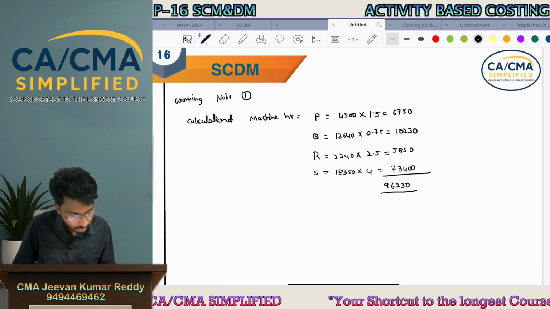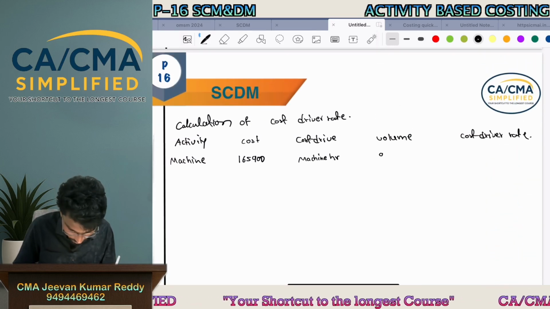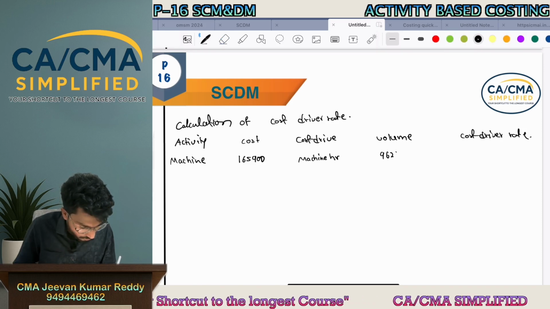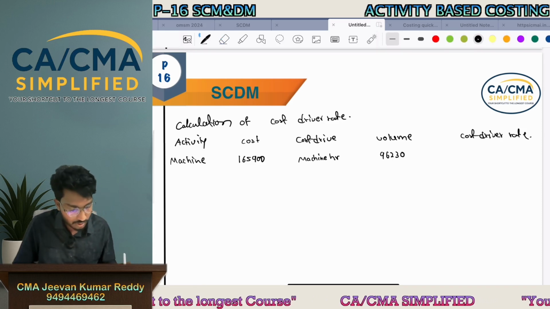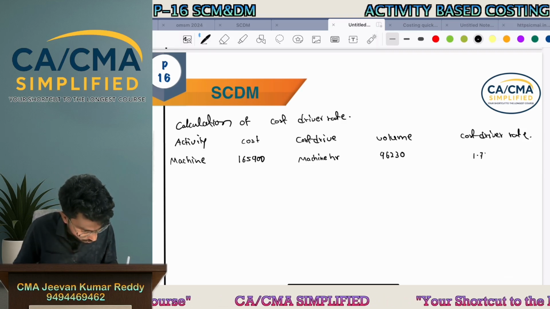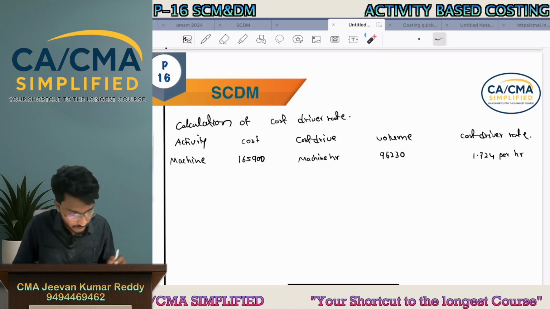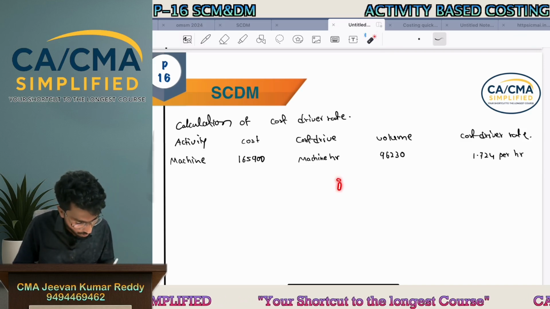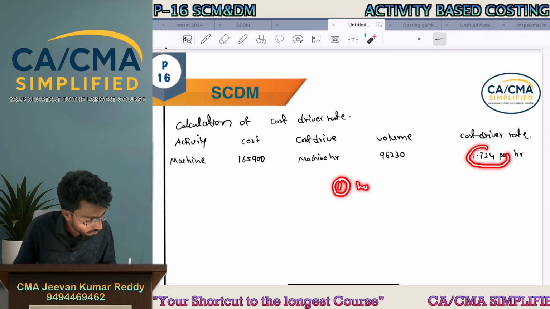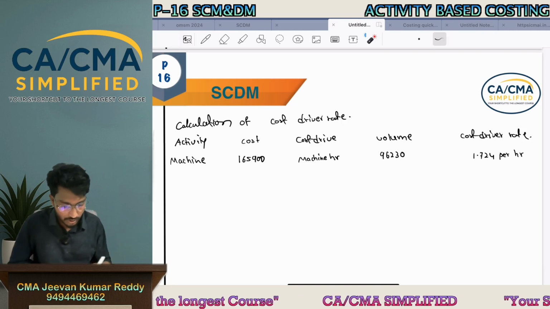This is our machine hours. Now we need to write 96,230 machine hours. What is the cost driver rate? It comes to 1.724 per hour. That means if you use 1 hour of machine, you need to recover how much? 1.724 rupees for each machine hour.